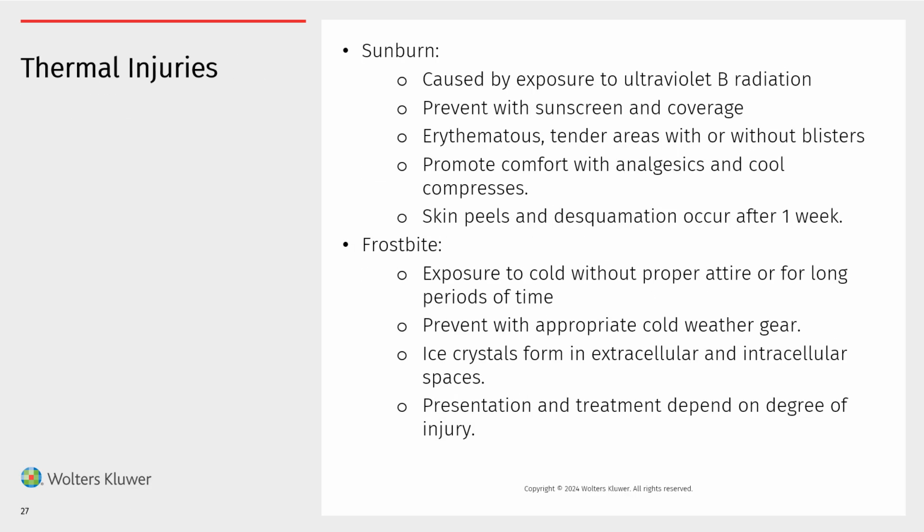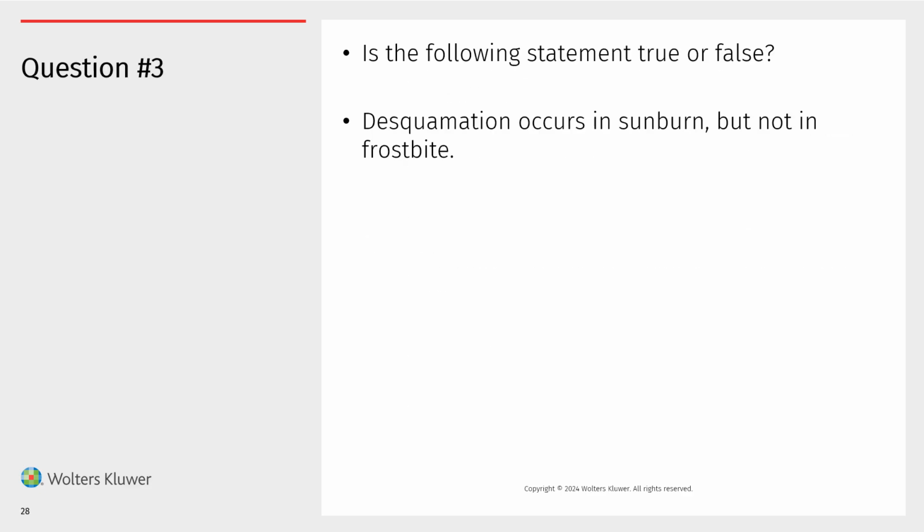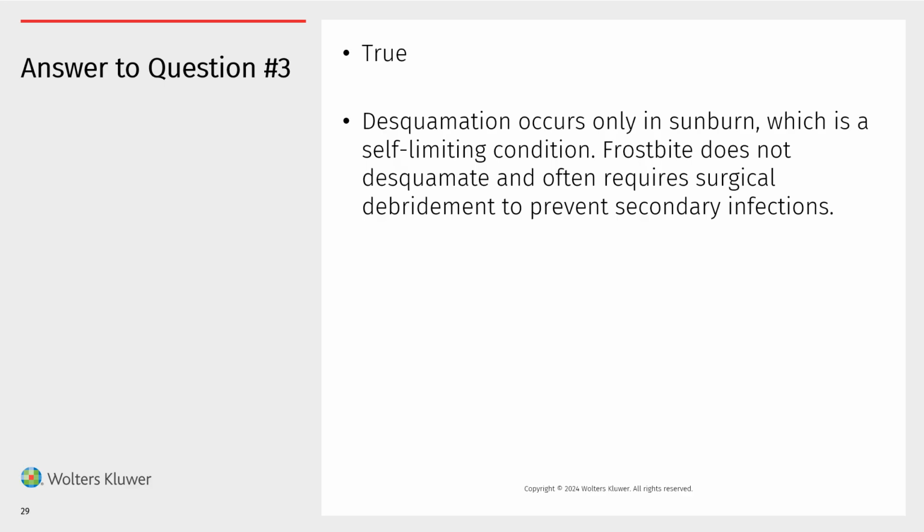Thermal injuries here, I mentioned sunburn. Frostbite also can occur, long exposure to the cold. So adult supervision needs to always be in place when little guys are outside playing in the snow. Is the following statement true or false? Desquamation occurs in sunburn, but not in frostbite. So if you quickly looked at the previous, you would know only in sunburn, which is a self-limiting condition. Frostbite does not desquamate or have cells fall off or peel back, but it often requires surgical debridement.